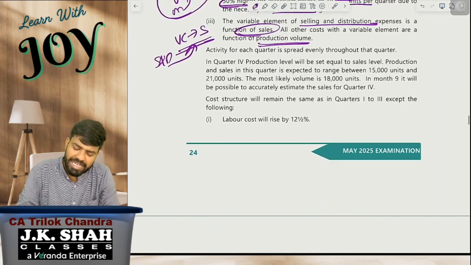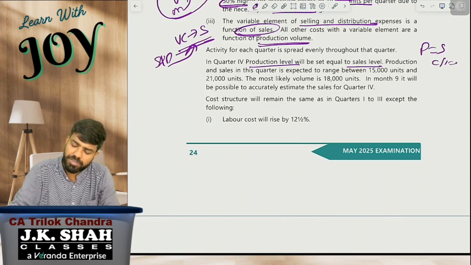Next, activity for each quarter is spread evenly throughout the quarter. In quarter 4, production level will be set equal to sales level. Fine, production is equal to sales. So closing stock is 0. Production and sales in this quarter is expected to range between 15,000 units and 21,000 units. The most likely volume is 18,000 units.